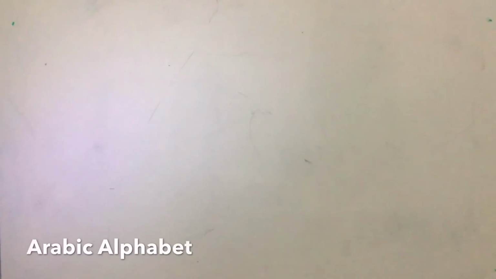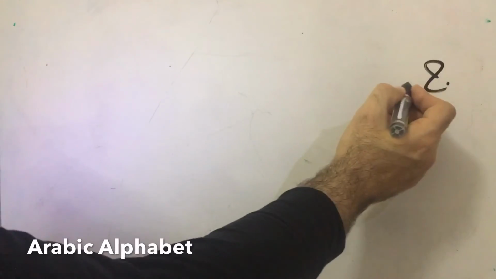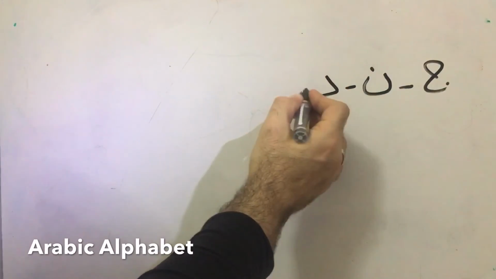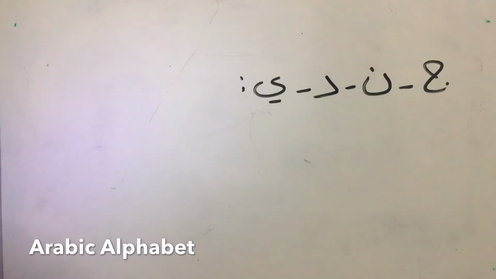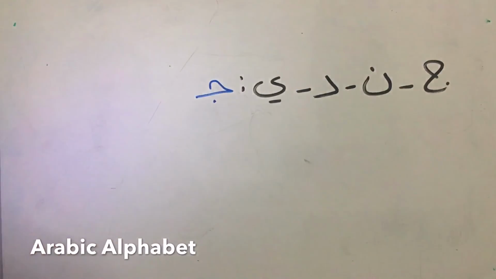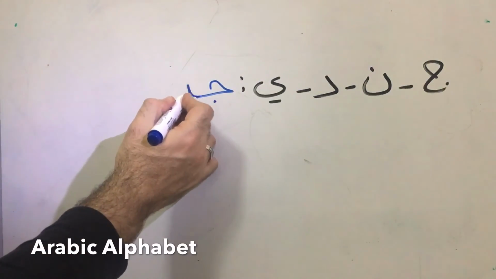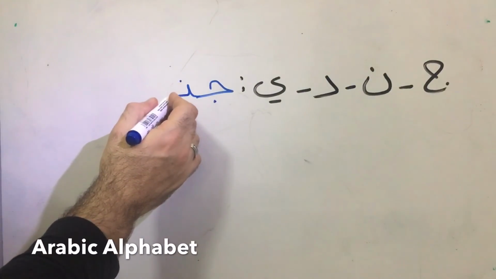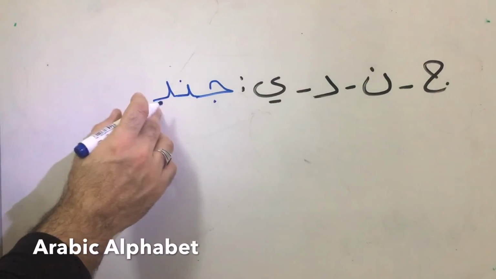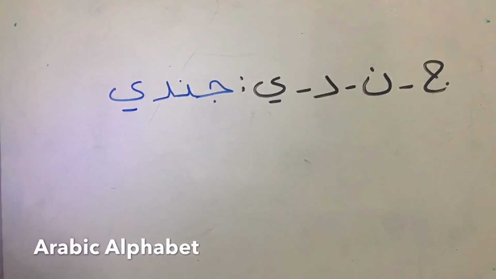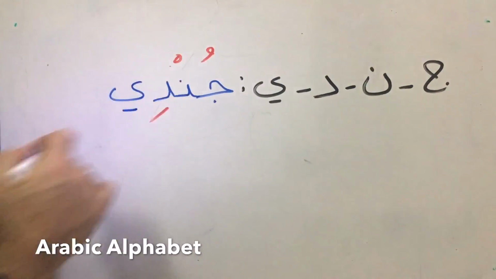Let's have another example, like Jim with noon, dal, and ya. Jim at the beginning of the word is like this. It can be joined with the letter after, noon. Noon can be joined with dal. Dal can be joined with the letter before, but it can't be joined with the letter after. So we separate it from ya. So we have Jundi, a soldier.